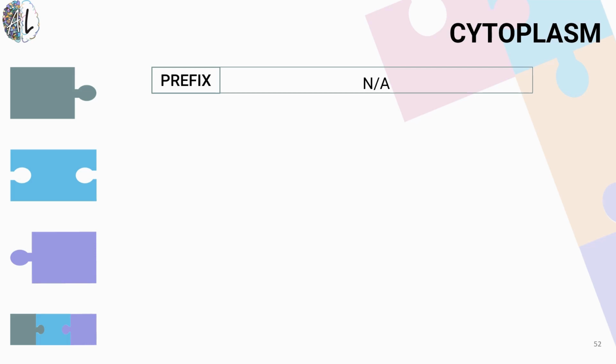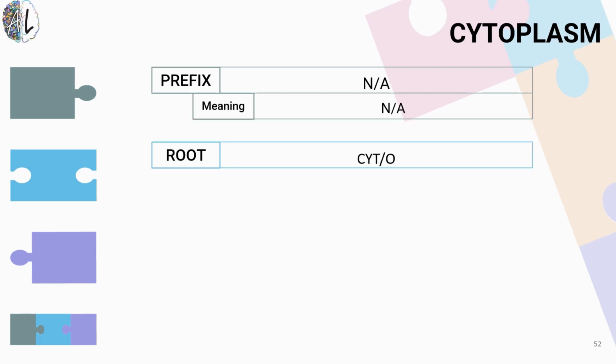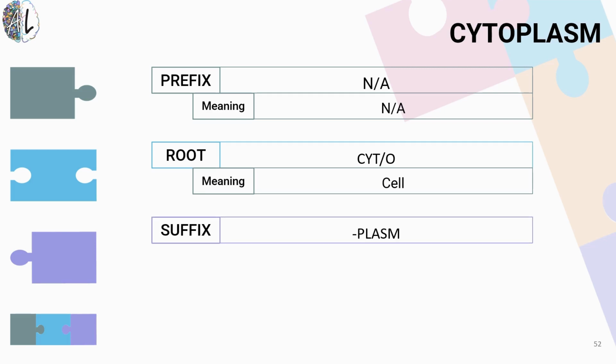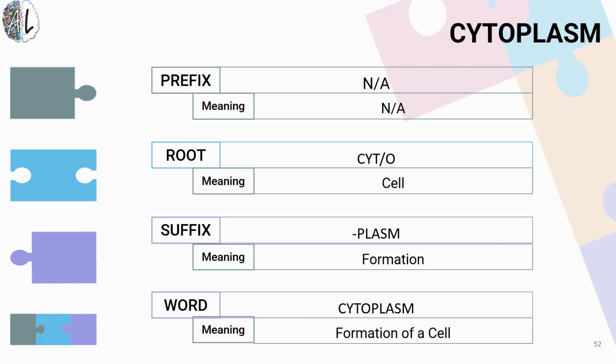All right, in this particular word, there is no prefix. However, we do have a root term here, and the root term here is cyto, C-Y-T-O, cyto. And that, of course, referred to the cell. The suffix here is plasm, and plasm refers to a formation or to form something. And so the word cytoplasm refers to the formation of a cell.